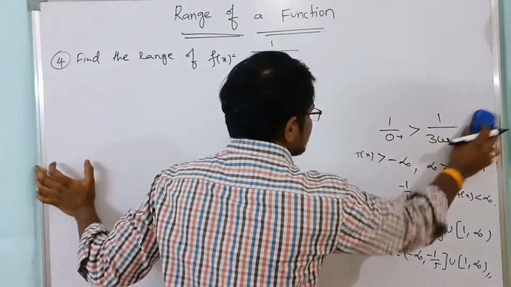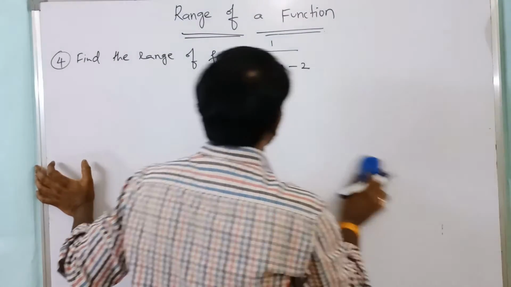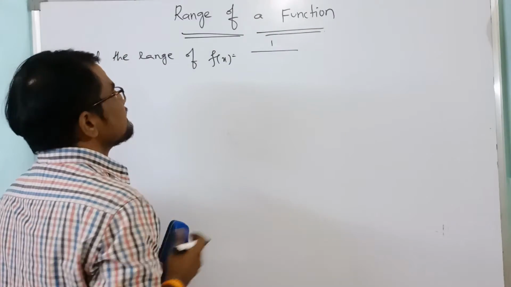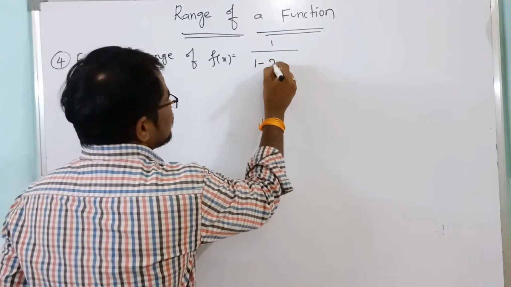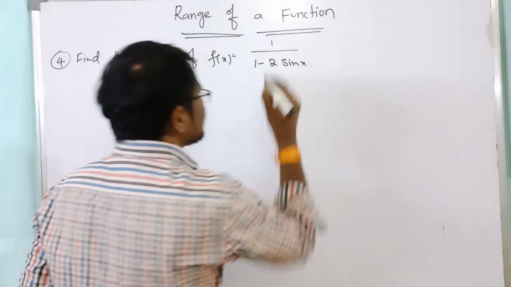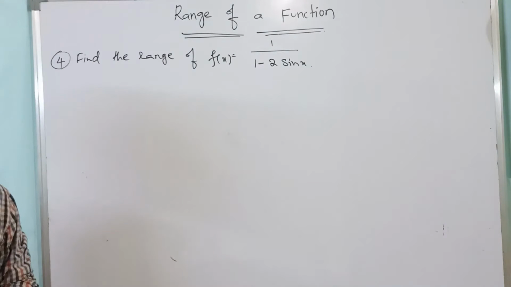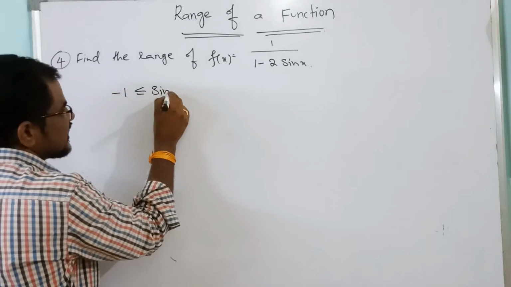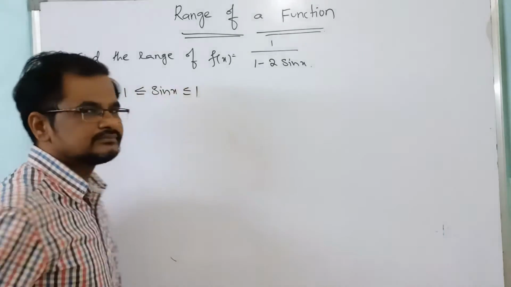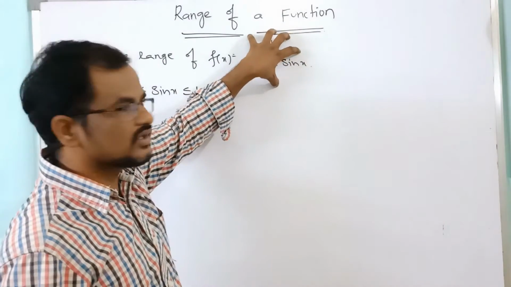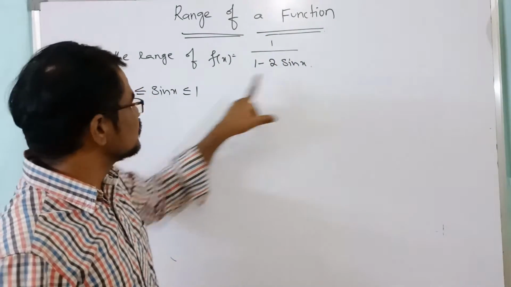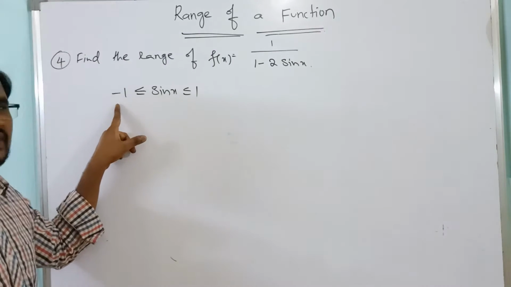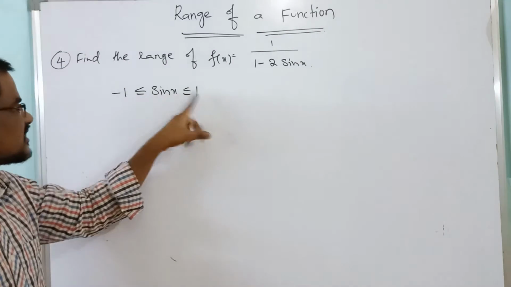So like this, I will take 1 minus 2 sin x. 1 by 1 minus 2 sin x. So here also minus 1 less than or equal to sin x less than or equal to 1. We have to find the range of this function. For that, sin x exists in closed interval minus 1 to 1.